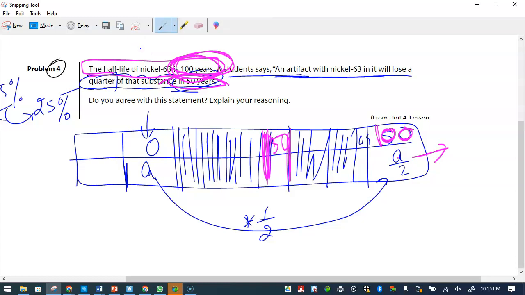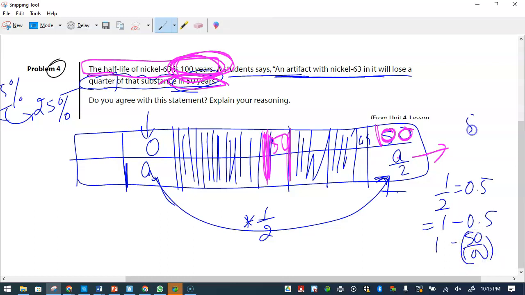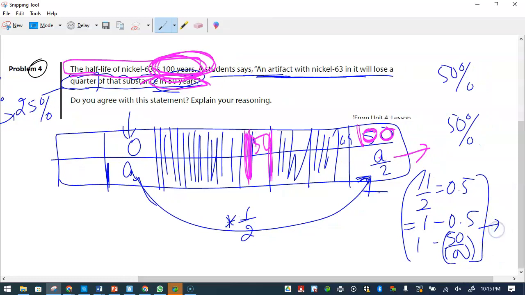In order to really understand this, from here to here, you lose half. See, what is the meaning of half? It basically means 0.5. Basically it means 1 minus 0.5. That means 1 minus 50 over 100. So that means you're losing 50% in 100 years, and 50% stays. That's all that means. So make sure you understand this part correctly.